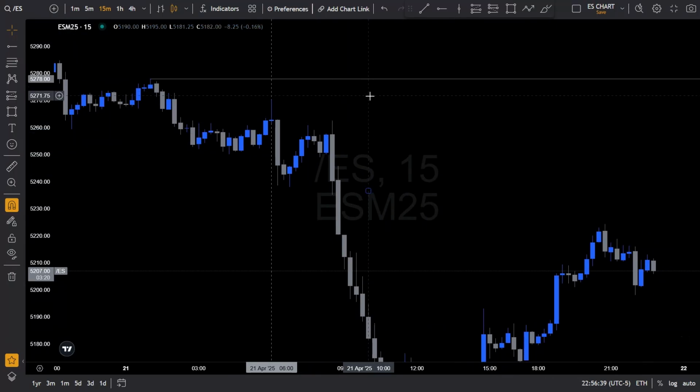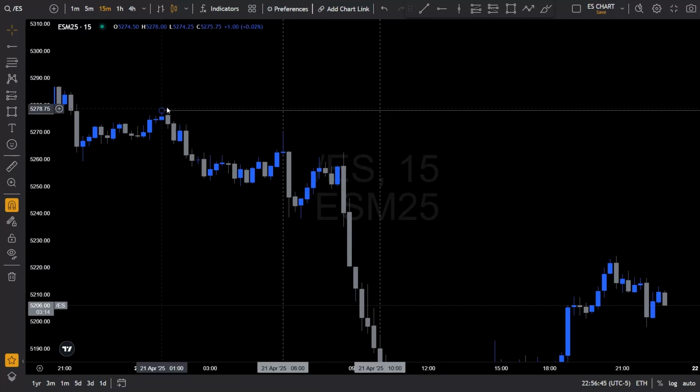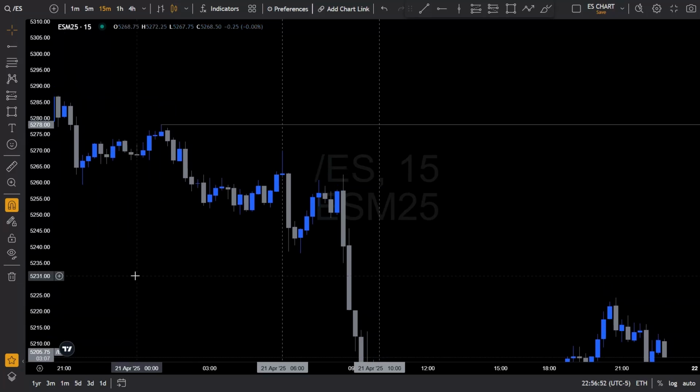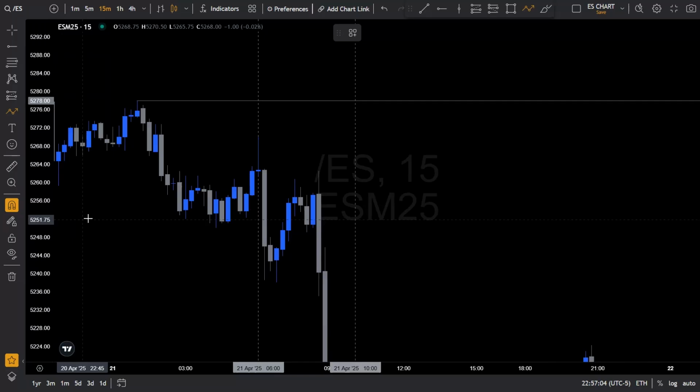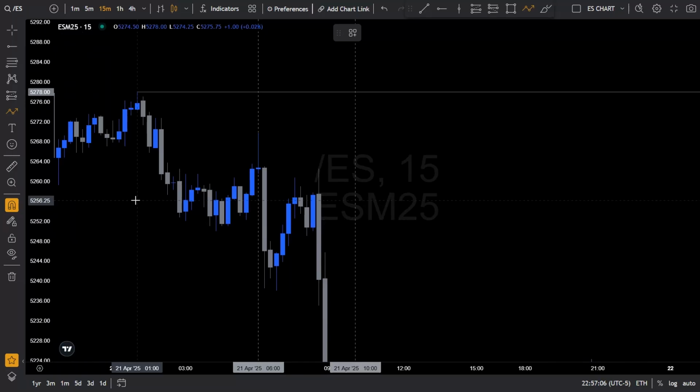These vertical dash lines are my trading hours, 6 a.m. to 10 a.m. And this solid horizontal line is my 1 hour high. I was looking for this 1 hour high to get swept to then push down, but we didn't get that. Before my 6 a.m. trading hours start, I do mark up 15-minute structure.